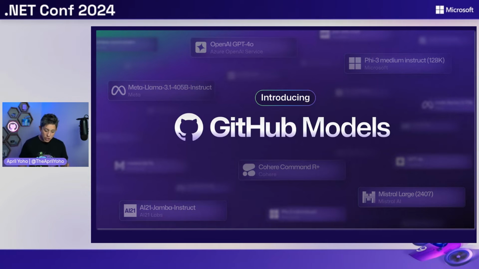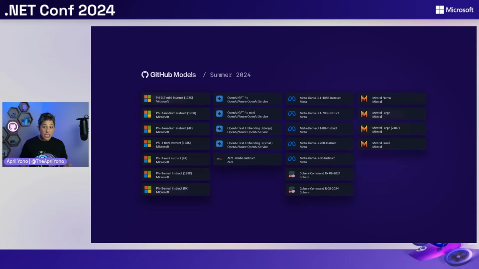So I also want to mention that in alignment with GitHub and Microsoft's continued commitment to privacy and security, no prompts or outputs in GitHub Models will be shared with model providers, nor are they used to train or improve those models. So we released some models officially in summer 2024 this year.